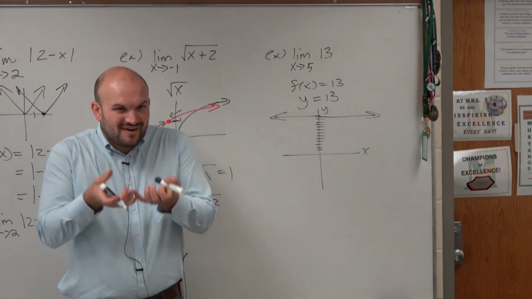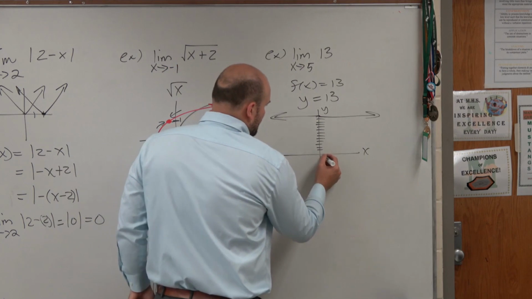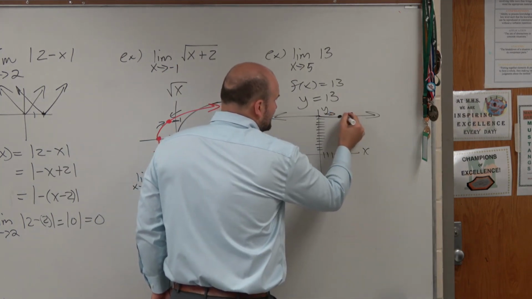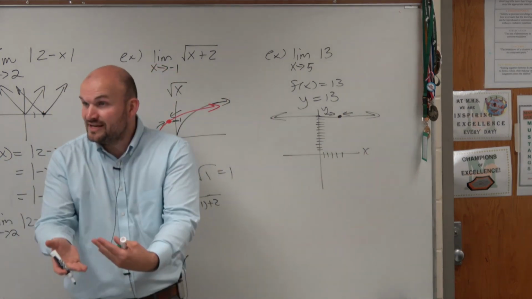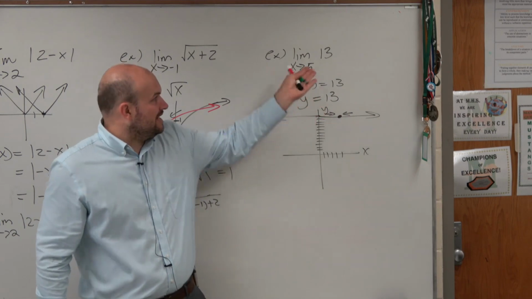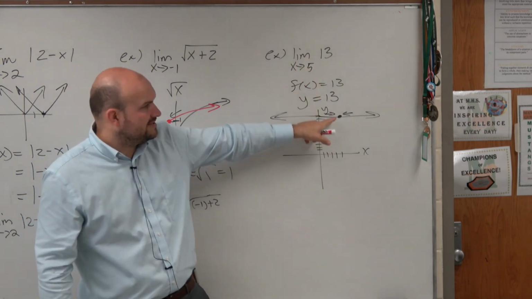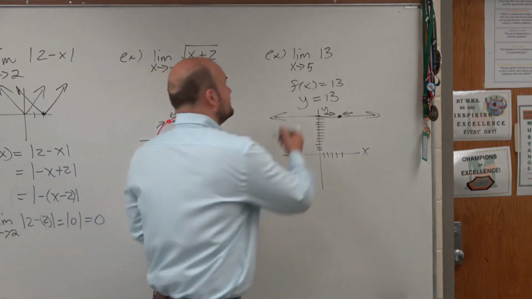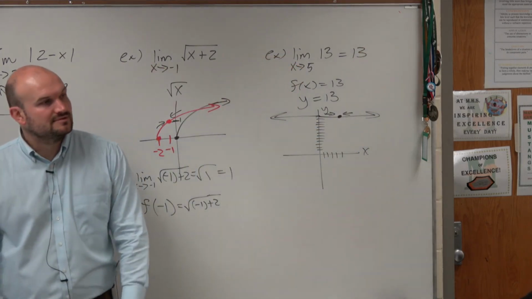So again, we're trying to find the height of this function at x equals 5. So let's go over to 5. 1, 2, 3, 4, 5. Are we approaching a value from the left and from the right? Yes. And since this function is continuous, I need to plug it in. But can you plug in 5 into this function? No. But do we know what the height is? Do we know what the value is at 5? It's just 13. So that was your limit.